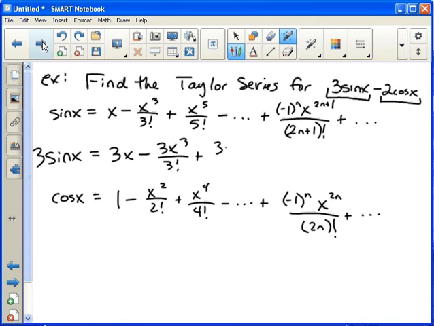factorial, and so on. So notice again, since we are multiplying, you just multiply 3 by every term. We're not replacing anything. If we'd had sine of 3x, we'd be replacing every x with 3x, and that would give us 3 cubed and 3 to the 5th, but we're not doing that. We're just multiplying. So now let's do cosine 2 times that.